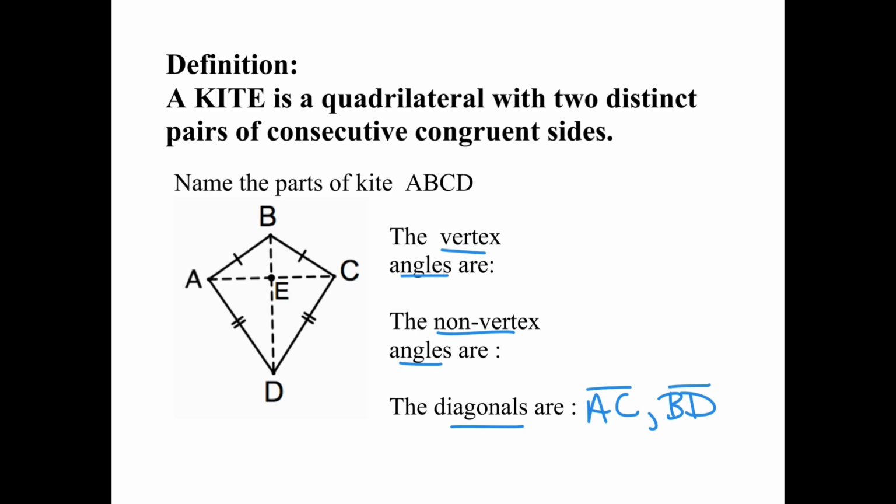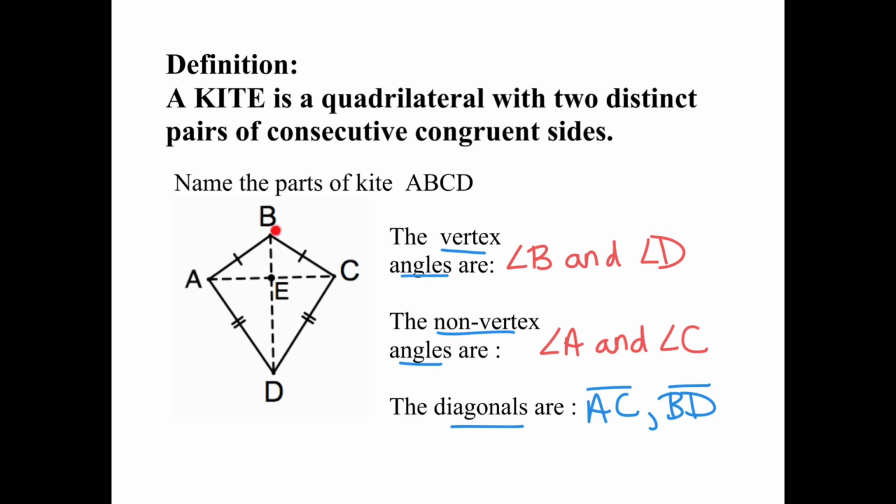So let's take a closer look at vertex angles. We do have 4 angles in a quadrilateral of the kite. The vertex angles are what you're going to call the top and bottom of the kite. They're the ones that are connecting the congruent sides. So in this case, the vertex angles are angle B and angle D. So the non-vertex angles would be angle A and angle C. They are the angles that connect the non-congruent sides.